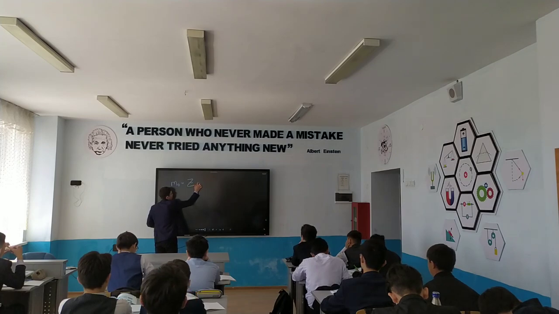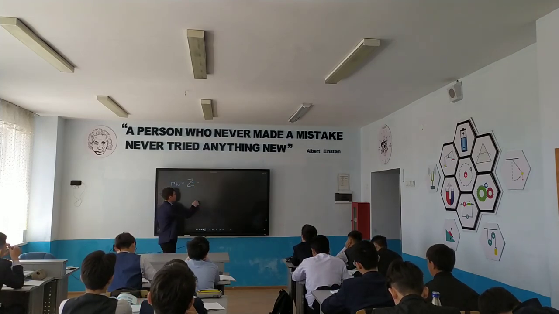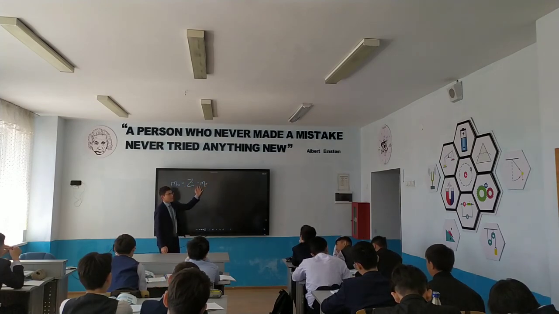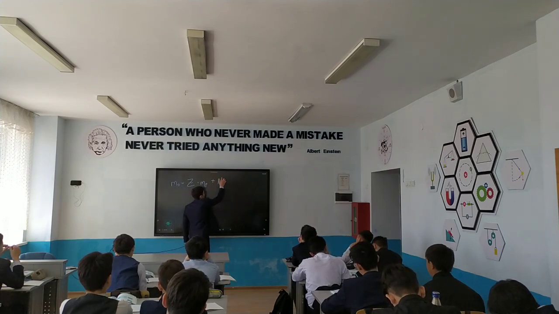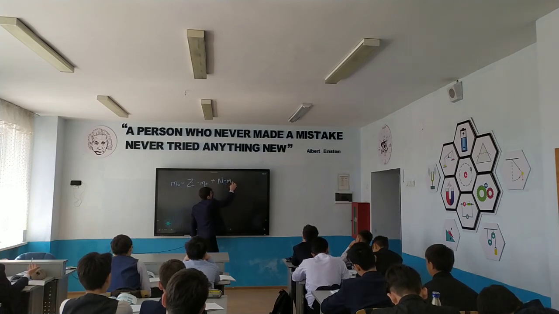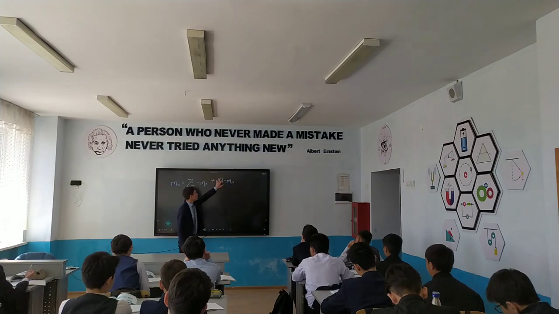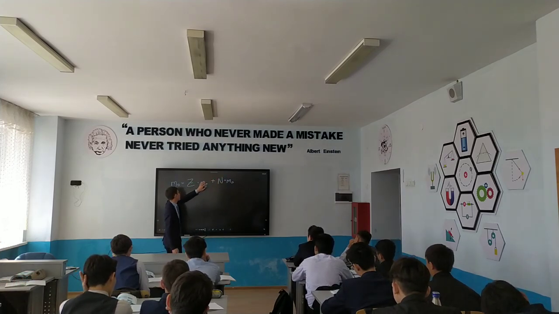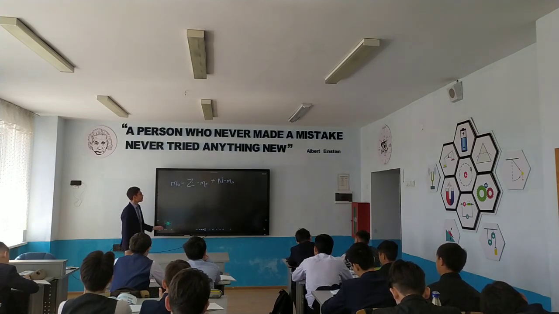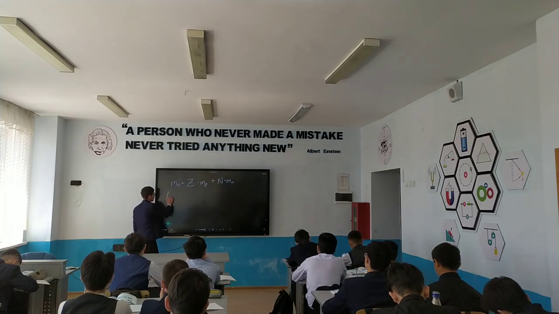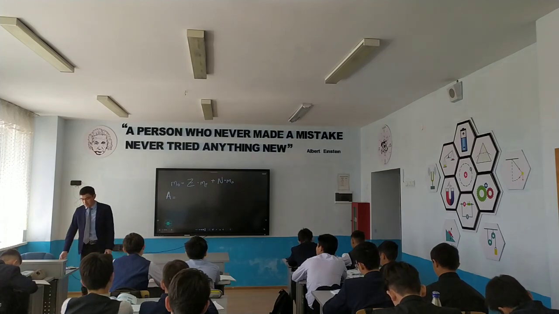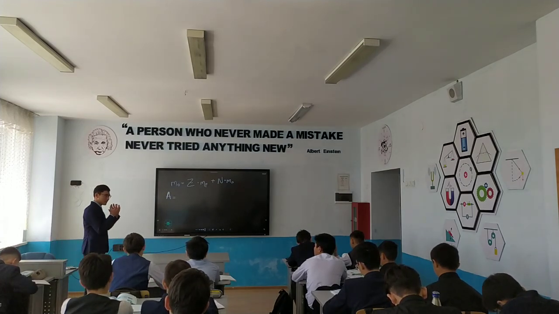Number of protons, Z, multiplied by the mass of a proton gives the total mass of protons. Plus N, the number of neutrons, multiplied by the mass of a neutron gives the total mass of neutrons. They combine and give us the total mass of separated nucleons. A is the atomic mass, the mass of the combined atom.